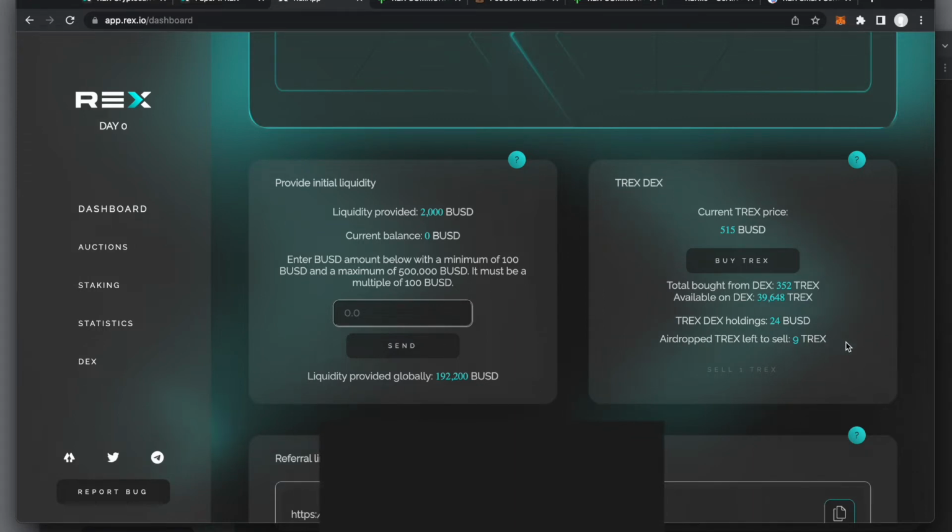For every one TREX that I had in the original protocol, I was airdropped 10 TREX. I can sell one of those TREX every 3 days. I have already sold one, so I can sell 9 more. After that, I won't be able to sell any until all of the TREX that are available on the DEX are sold and trading moves over to PancakeSwap, to the free market.